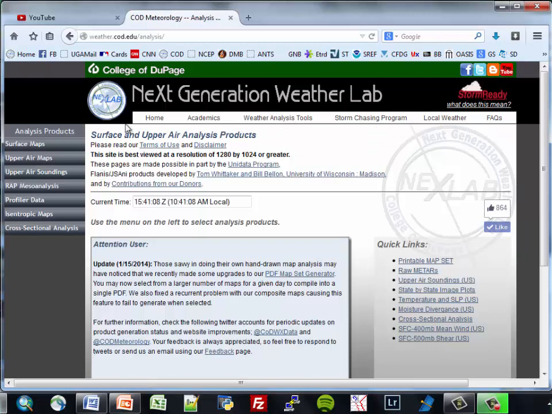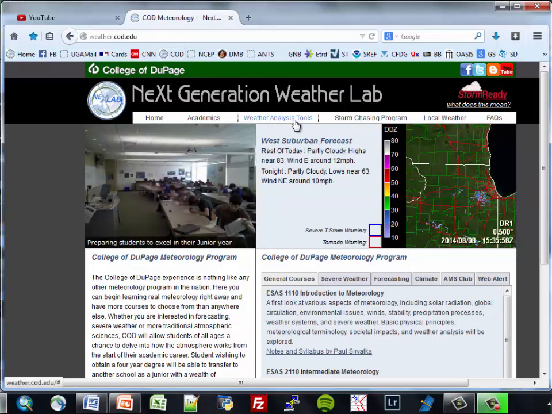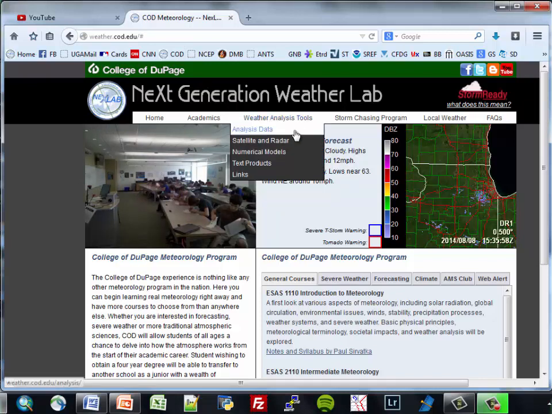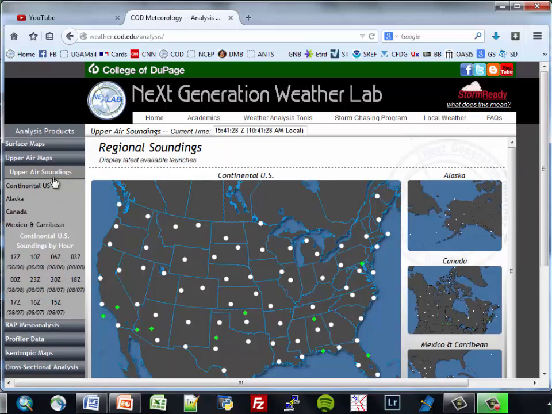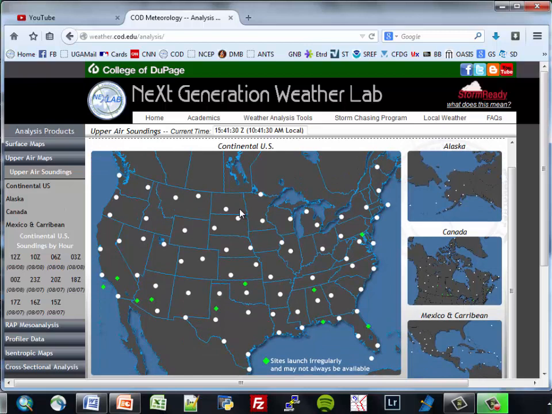All right, so I have our weather website up here, weather.cod.edu, and I'm going to go to analysis data. This is obviously not going to be the same for you because it won't be current, but I want to show you where you can find this stuff. On the left-hand side, we have a bunch of different maps under analysis products. I'm going to go to upper air soundings, and here is the map across the United States of all the locations where we launch weather balloons.